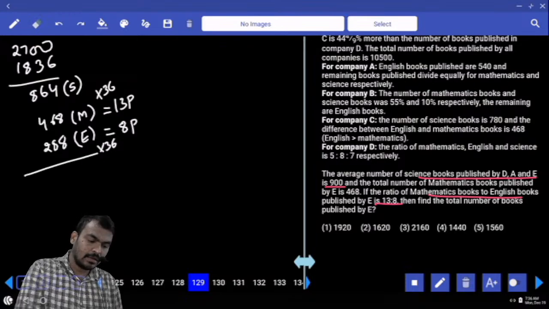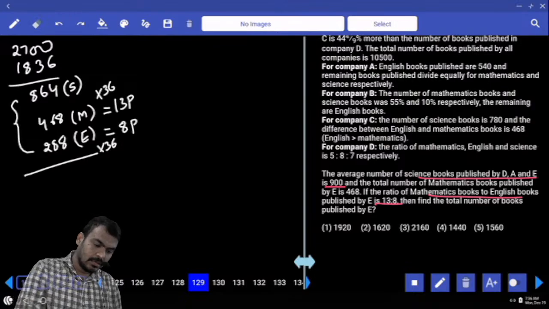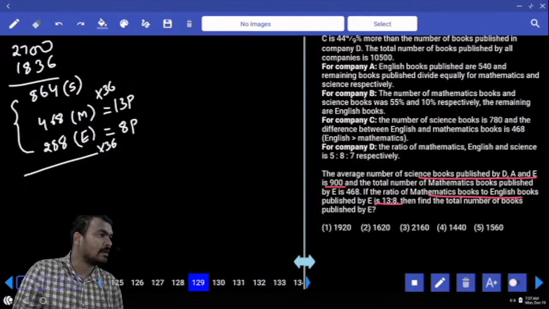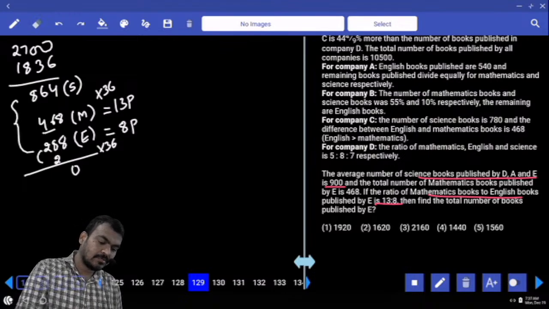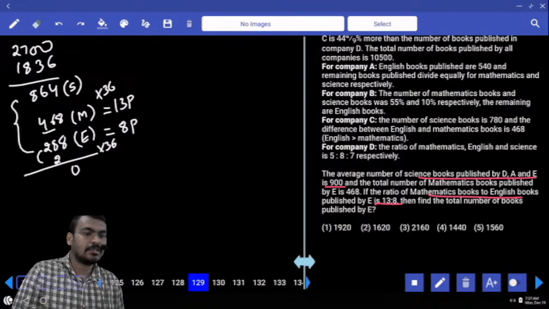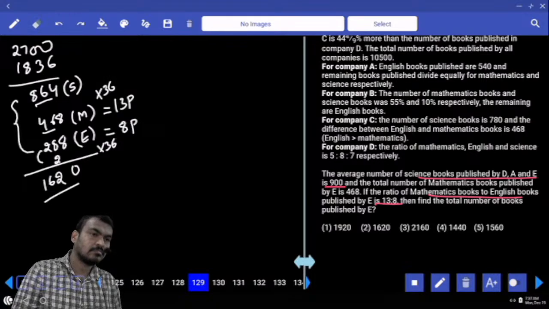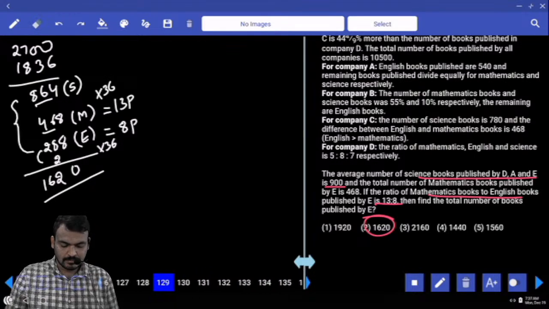All these are adding, we get the total number of books in company year. 864 plus 468 plus 288. First we are adding the units position. 4 plus 8 plus 8, 20. 2 carry. 28 plus 2, 30. 30 plus 46, 76. 76 plus 86, 162. 1620. Which option? Second one.